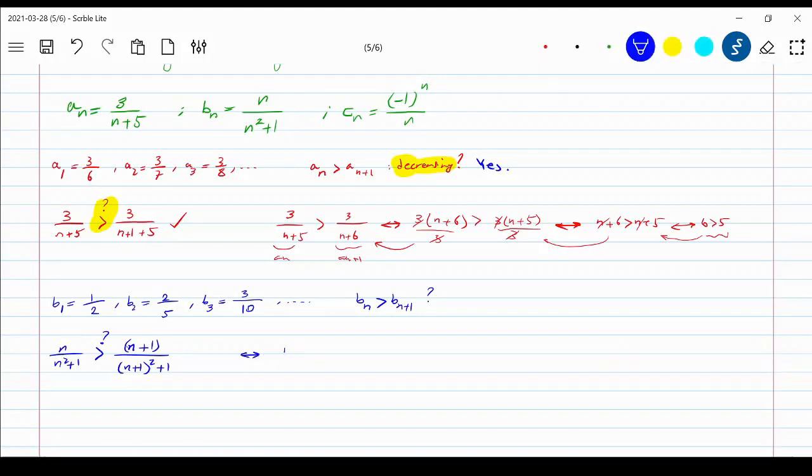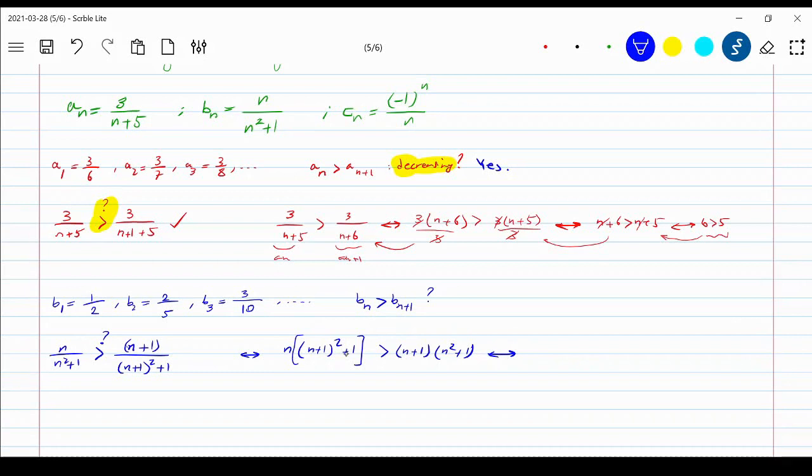So we get n times ((n plus 1) squared plus 1) is it greater than (n plus 1) times (n squared plus 1)? This is a question mark. Is this a true statement or not? So we're going to start there and go forward to see if we can simplify.